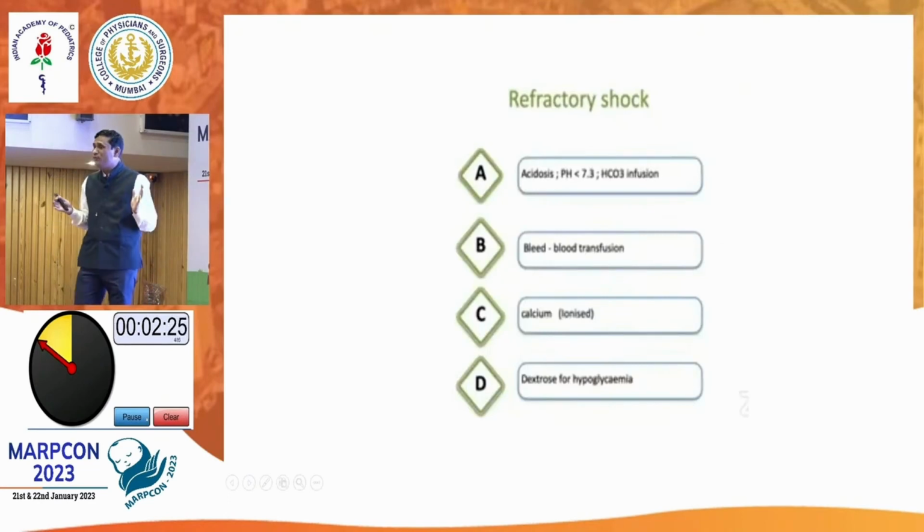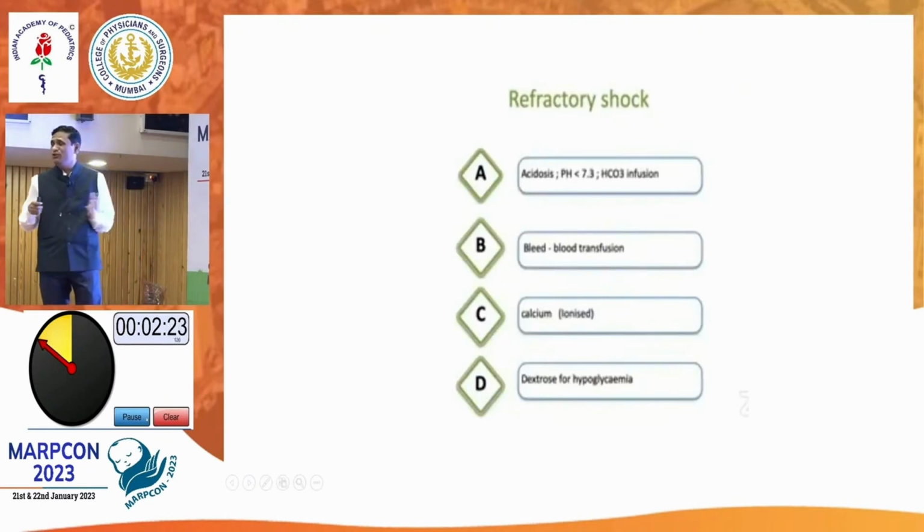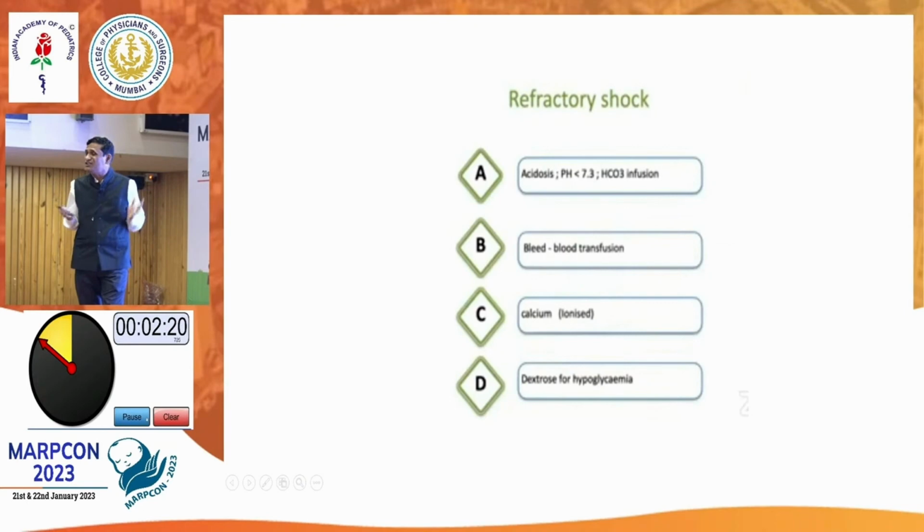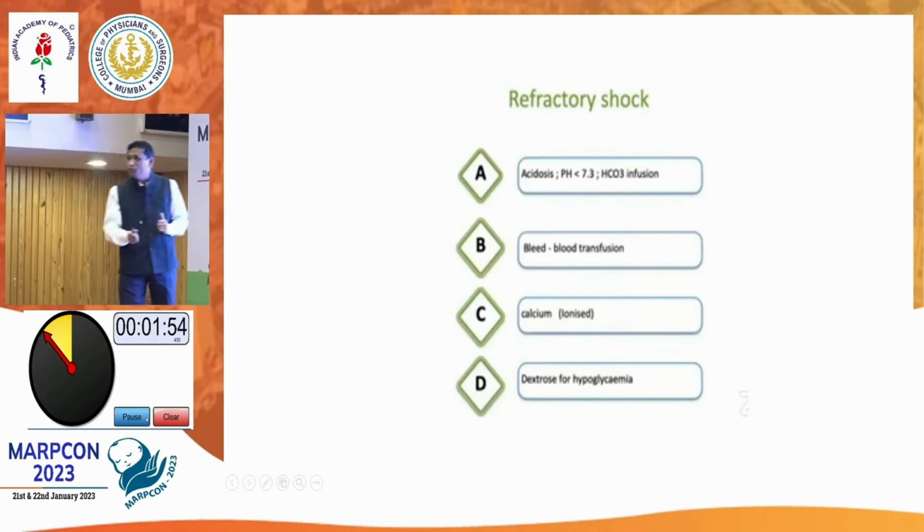If the child is not improving after infusion boluses or colloid resuscitation, then what to do? It is labeled as refractory shock. You see the A, B, C, D, E. A is for acidosis. If there is acidosis, treat with sodium bicarbonate. B for bleeding. If there is bleeding, give blood transfusion. And C for calcium and D for dextrose. If there is hypocalcemia and hypoglycemia, you have to treat that. E is also there but not written here. E for echo. You have to do 2D echo to rule out myocardial involvement or myocarditis.